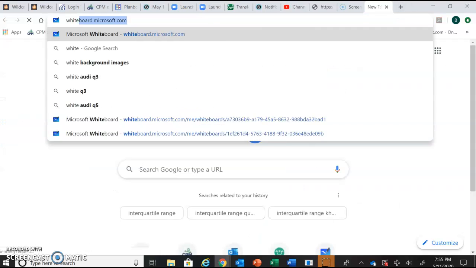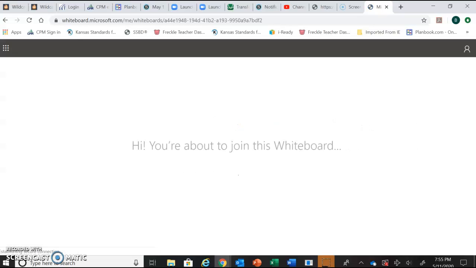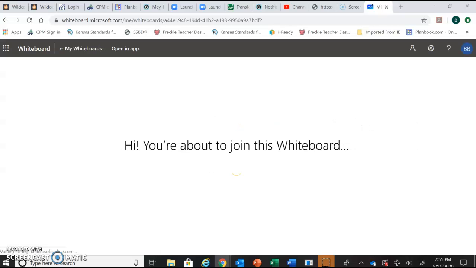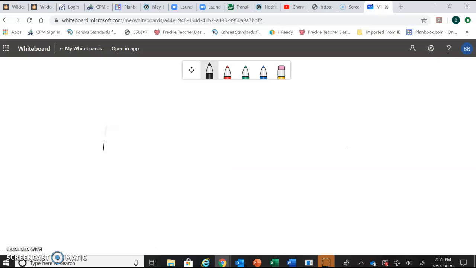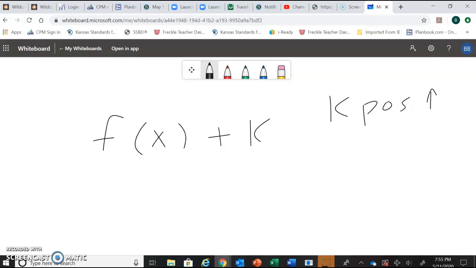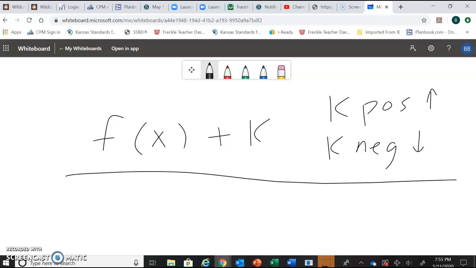You should look at making some sort of note in your notes, if you haven't done so already, if I can get this to load, that shows this exact thing that I'm putting on the screen. And this is a very abbreviated note. But this is what we learned last time. If it's f of x and then plus k outside the parentheses, if k was positive, it moved up. And if k was negative, it moved down. That was the transformation that occurred.